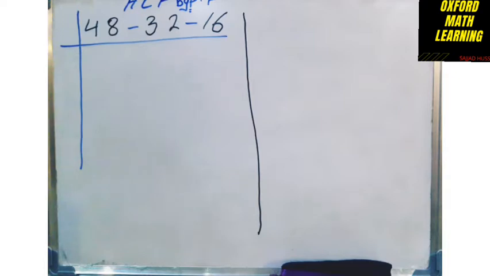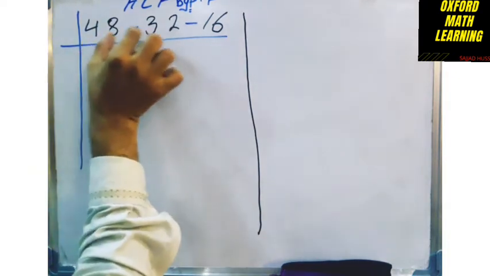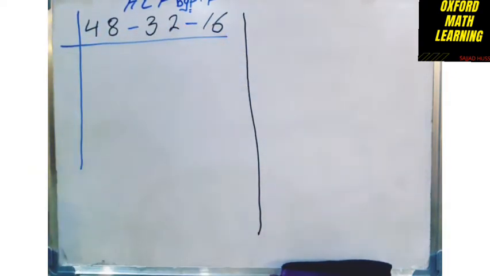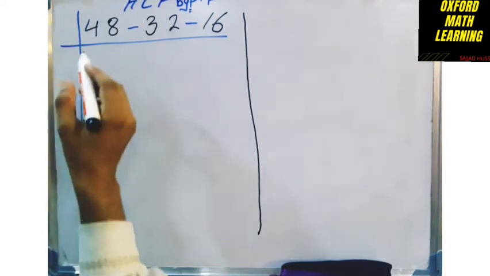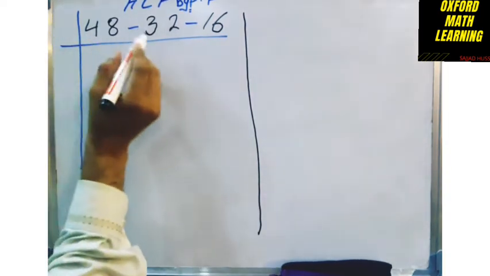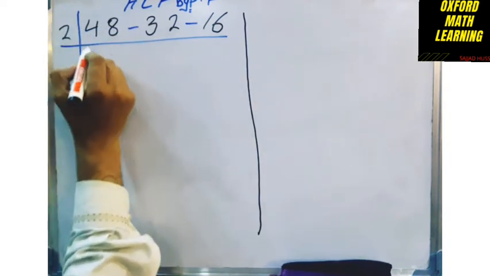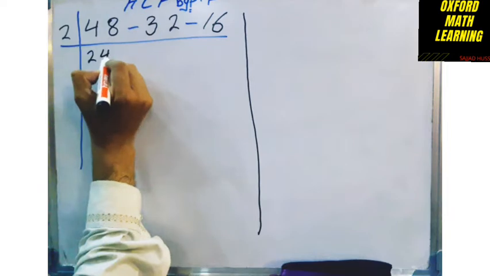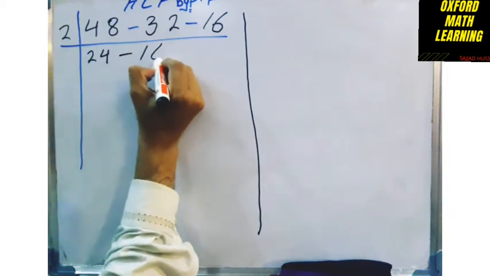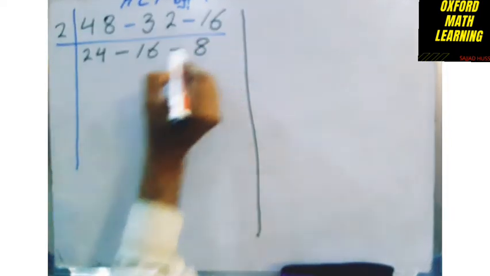Remember one thing, all these numbers, 48, 32 and 16, must be divisible by a single number. So we will start with the smaller number. We can divide by 2. 2 24s are 48, 2 16s are 32, 2 8s are 16.